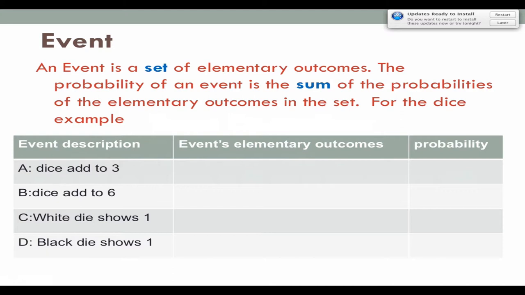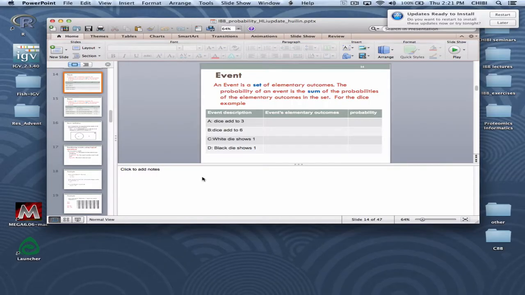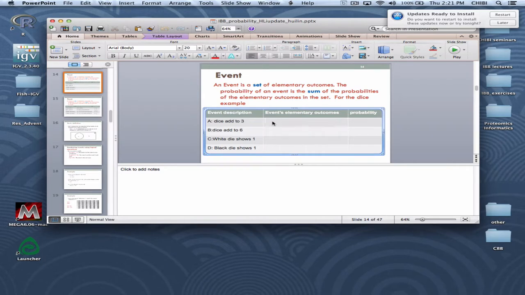Let's go back to the two dice problem. The first column shows you event A: the dice add up to 3. So we first need to figure out which elementary outcomes constitute this event. Throwing a pair of dice, we define one event as the two dice adding up to 3. Can you tell me which elementary outcomes it includes?